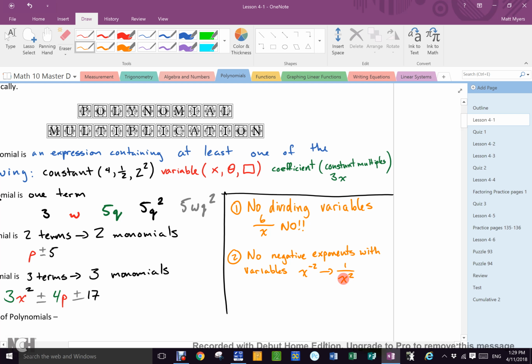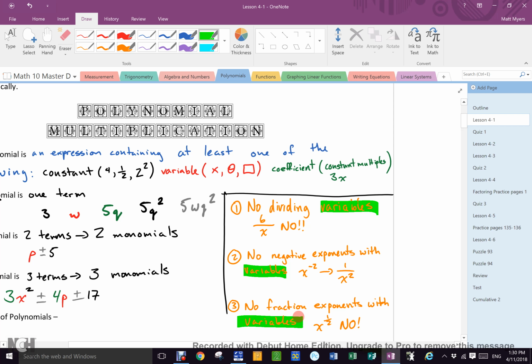No dice. Right? And the third thing you are not allowed to have is no fraction exponents with variables. So this x to the 1/2 is not allowed. What is the common thread to our rules about polynomials? It's all about the variables.